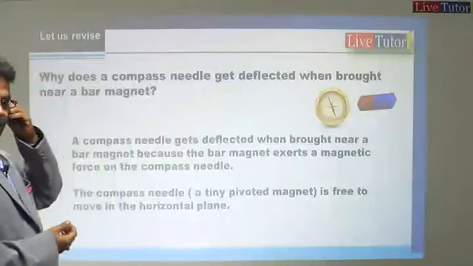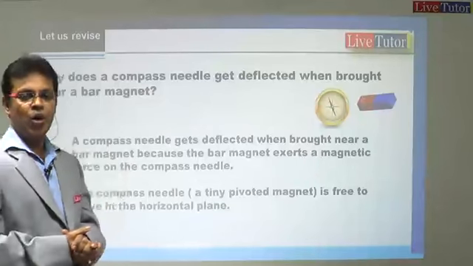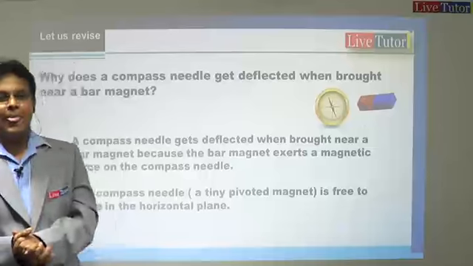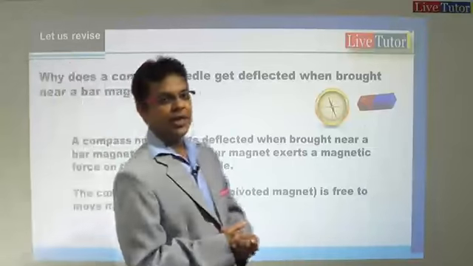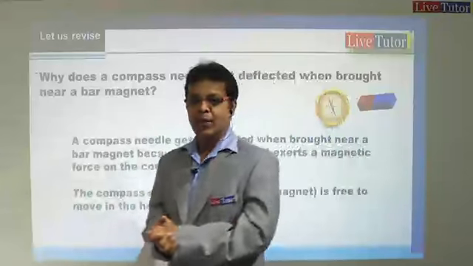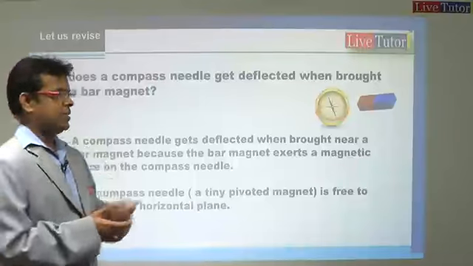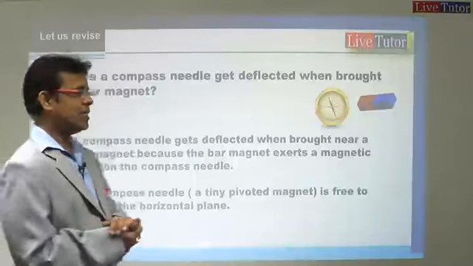Here is the first question. In the beginning itself we have learnt about the magnetic compass and a bar magnet. The question will be like this: Why does a compass needle get deflected when brought near a bar magnet? So this is the question. How to answer this question?